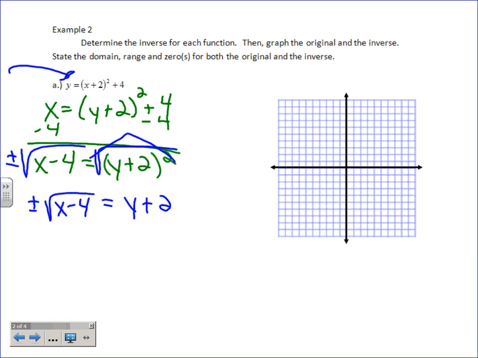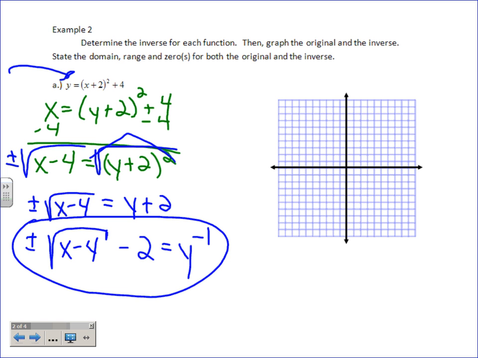Again, can that minus 2 go inside the radical? No. And again, some countries have you do that. So in this, if you're going to put a parenthesis, probably put it around the entire x minus 4. But you can do that as well. So that is the inverse.